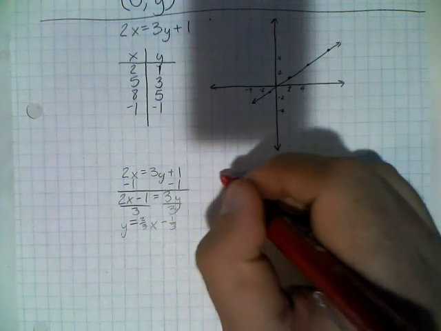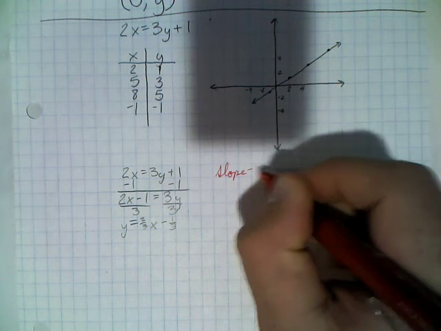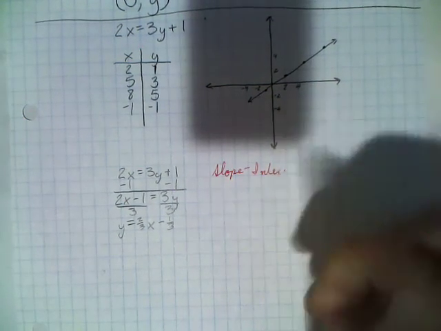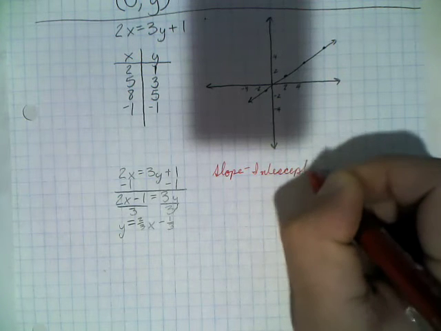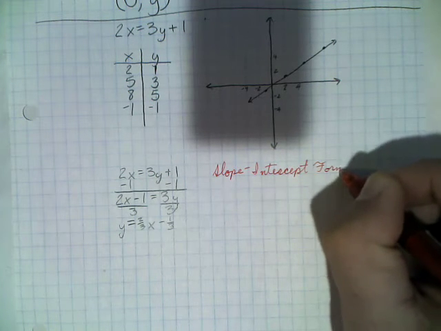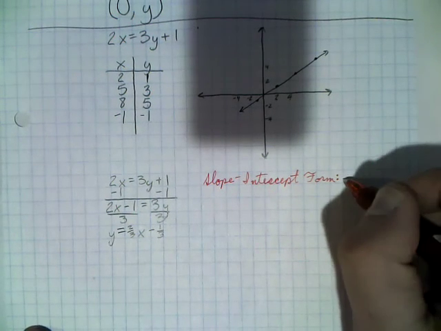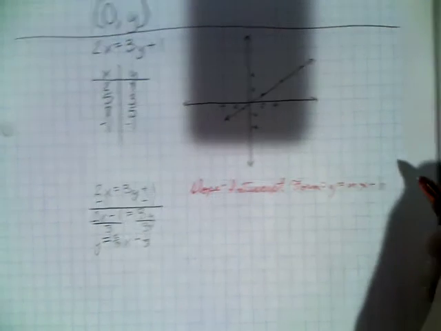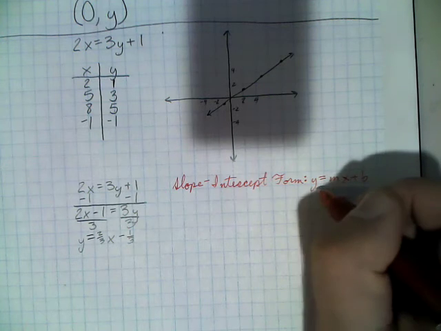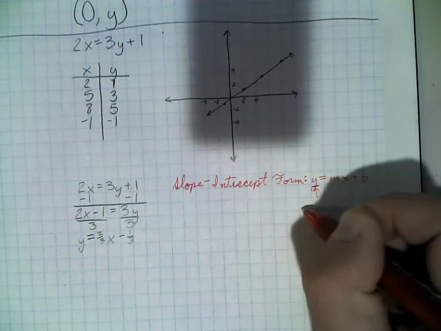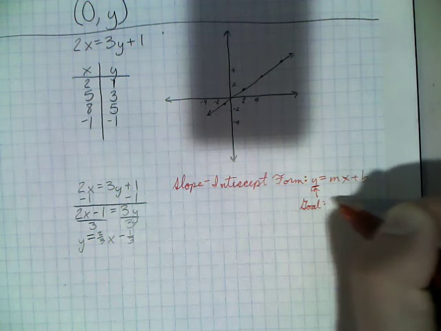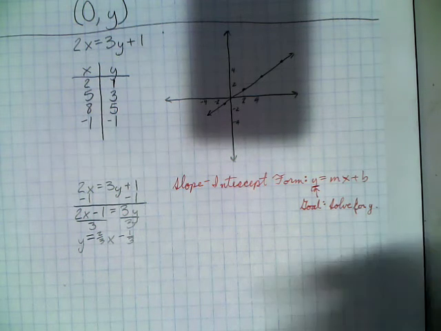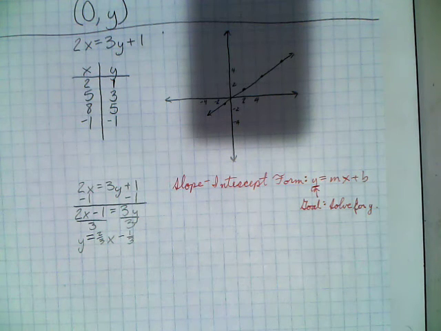Ladies and gentlemen, what we just discovered here is what hopefully you remember from last year, a little thing called slope-intercept form. When we take a line and we solve for y, we get slope-intercept form. And it is of the formula y equals mx plus b. And so remember here that our goal is to solve for y. If you solve for y, you get your slope-intercept form.